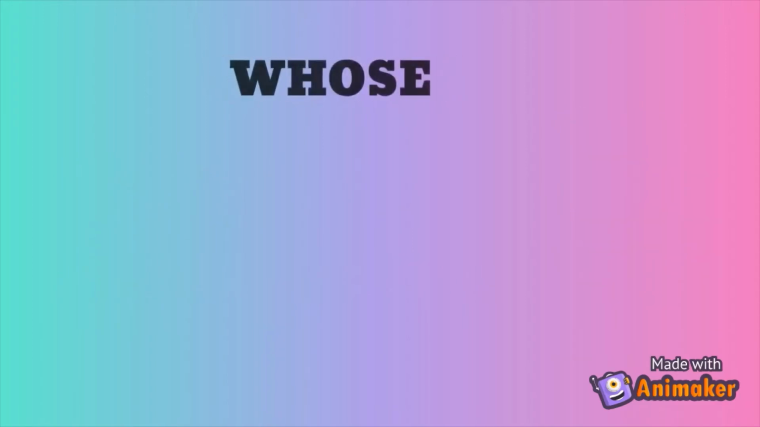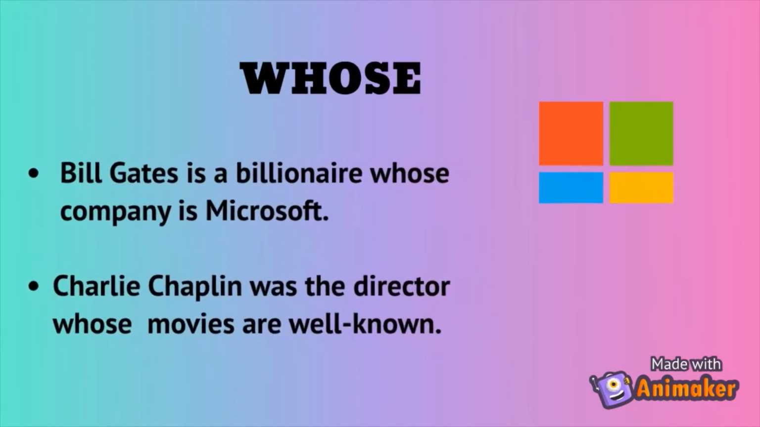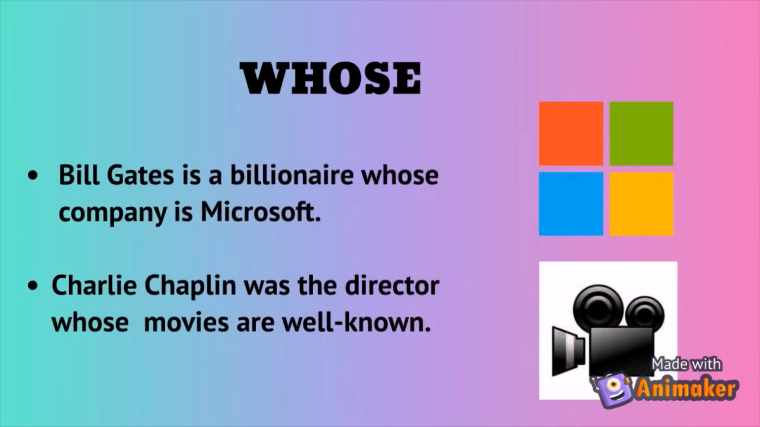Now we are with the relative pronoun whose. We use whose as the possessive form of who. Bill Gates is a billionaire is the main clause. Whose company is Microsoft is the relative clause. Whose is always followed by a noun. Normally, the sentence is that his company is Microsoft. We omit his and instead of the possessive pronoun, we put whose to state possession.